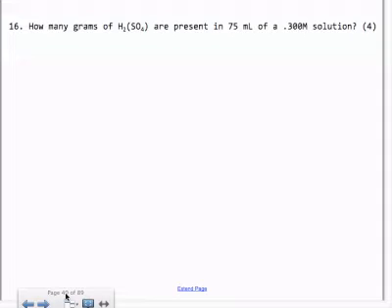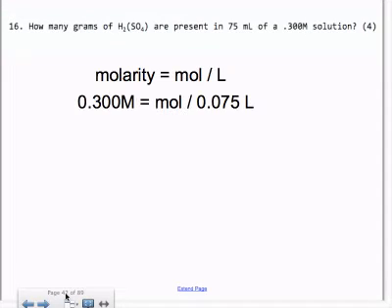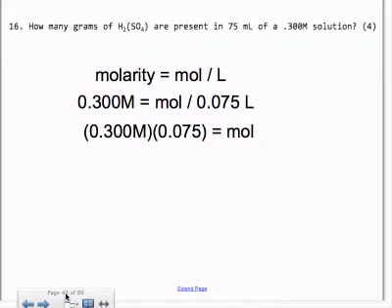How many grams of H2SO4 sulfuric acid are present in a 75 milliliter sample of a 0.3 molar solution? So this is the molarity again, except that instead of finding the molarity, we've got the molarity and we need to work back to grams. First we need to work to moles, and then we can go from moles to grams. So we've got 0.3 molar is a certain number of moles in 0.075 liters. Again, move that decimal 3 places to the left to go from milliliters to liters.